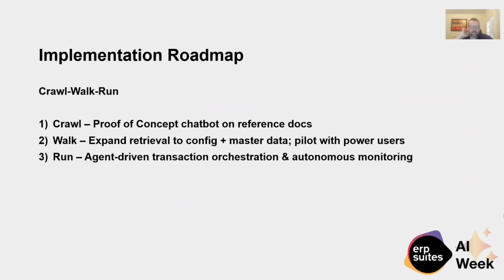An implementation roadmap, and we can expand on this later, is a crawl, walk, run model. Do a proof of concept chatbot on reference documents. So we talked about earlier pulling in, say for instance, PDFs into a knowledge base, and then expanding retrieval to configuration and master data. Pilot it with power users. You don't obviously want to roll it out to your entire organization from the get-go, and then run with it, right? Agent-driven transaction orchestration, autonomous monitoring. So have it monitor itself and notify you if there's an exception, for instance.